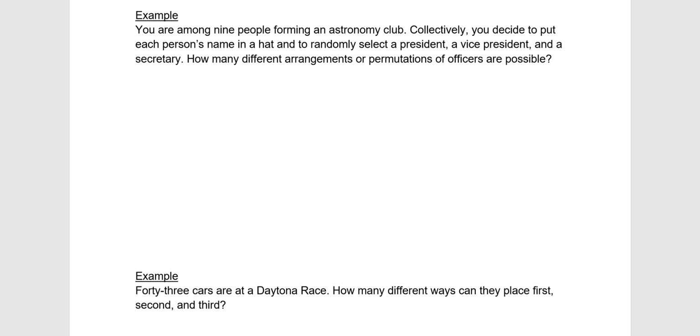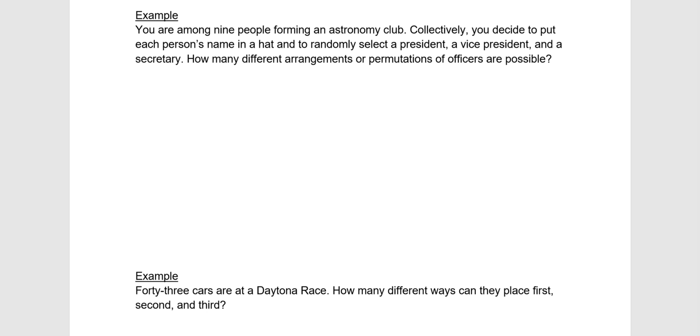So let's do this example here. You are among 9 people forming an astronomy club. Collectively, you decide to put each person's name into a hat and randomly select a president, vice president, and secretary. So we want to know how many different arrangements or permutations of officers are possible. So we know that order matters here because these positions are different. We have president, vice president, secretary, so order matters.